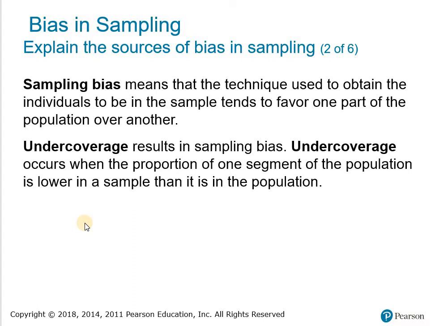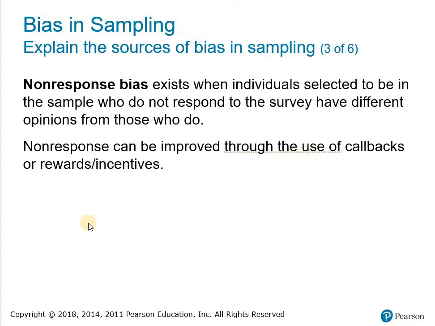So that is going to result in a sampling bias, because the sample is not going to be representative of the entire population, which can lead to undercoverage. Undercoverage results in a sampling bias. Undercoverage occurs when the proportion of one segment of the population is lower in a sample than it is in the population. The other type of bias is the non-response bias.